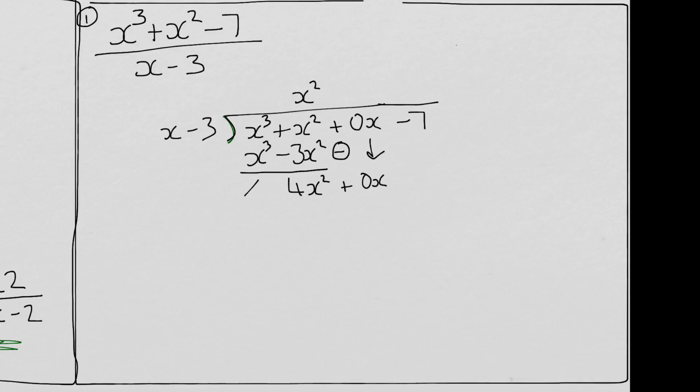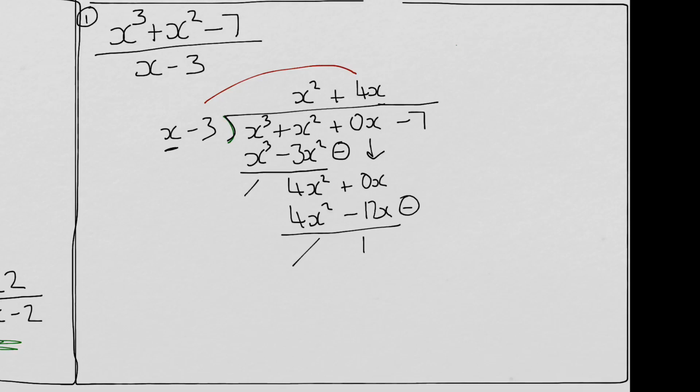So next question, what do I need to multiply x by to give me 4x squared? I would need to multiply that by 4x. So I will have 4x squared here, and then when I multiply the minus 3 by the 4x, I'm going to get a minus 12x. And again, subtracting there. So I've got 4x squared minus 4x squared. I've got 0x minus a minus 12x, so that's 12x. And then I can bring the minus 7 down.